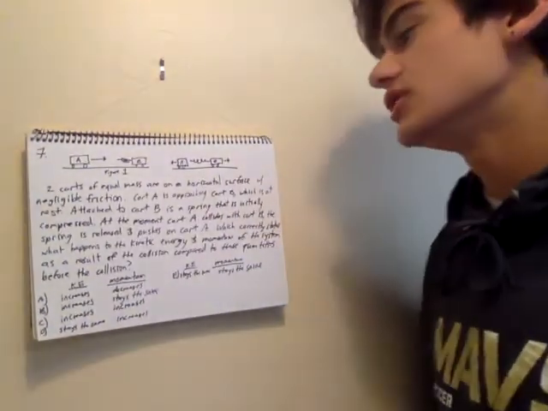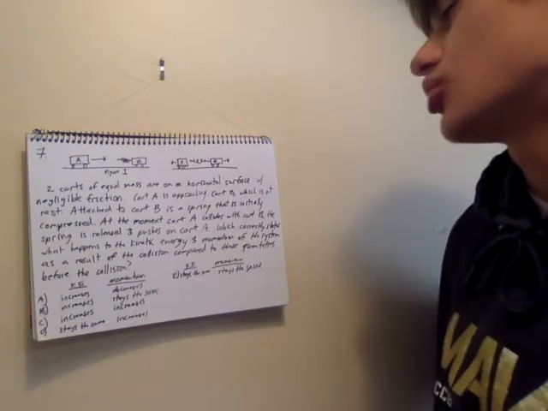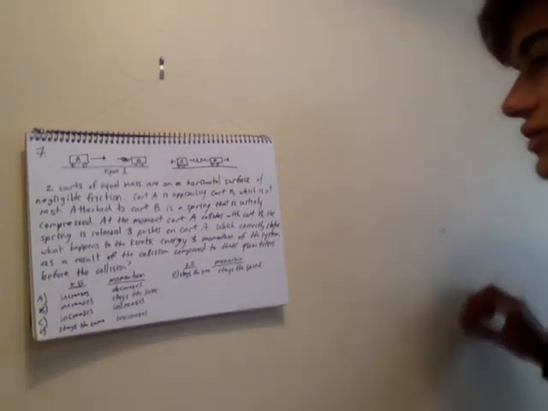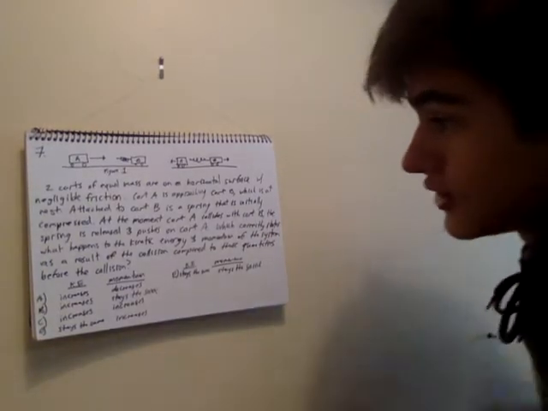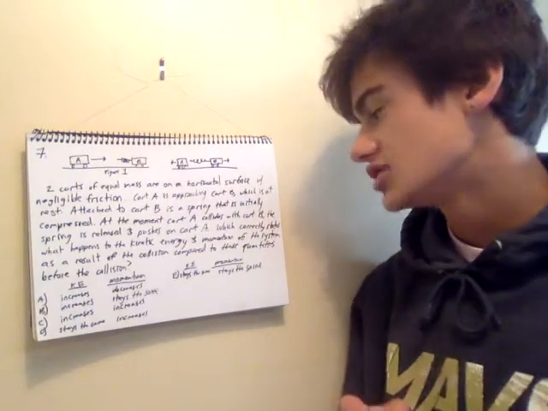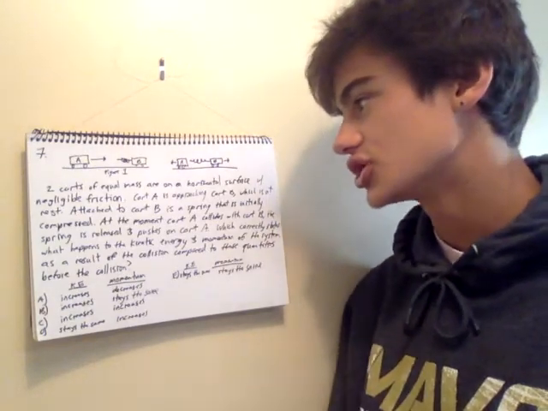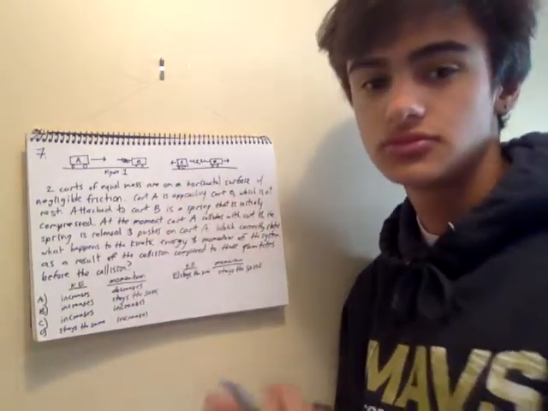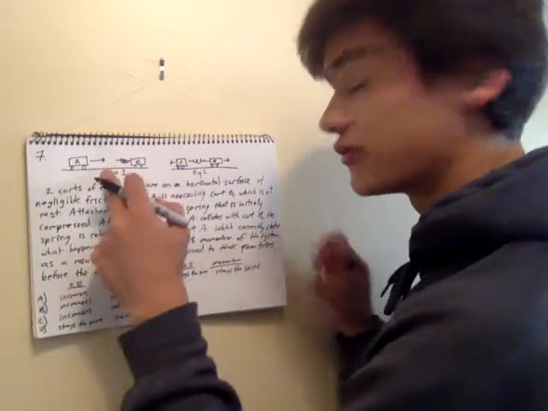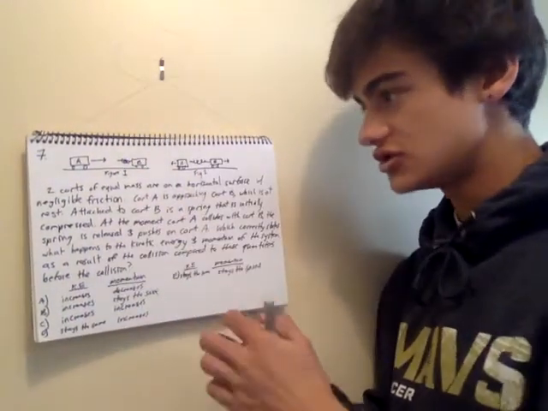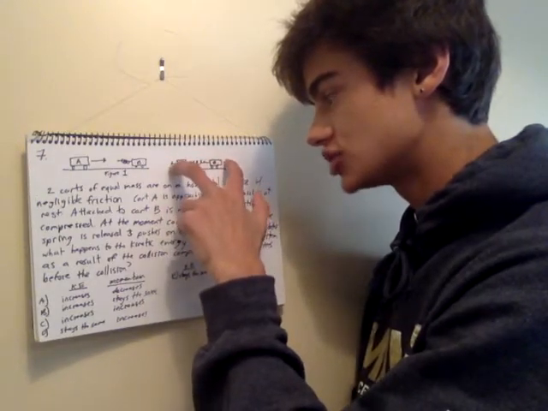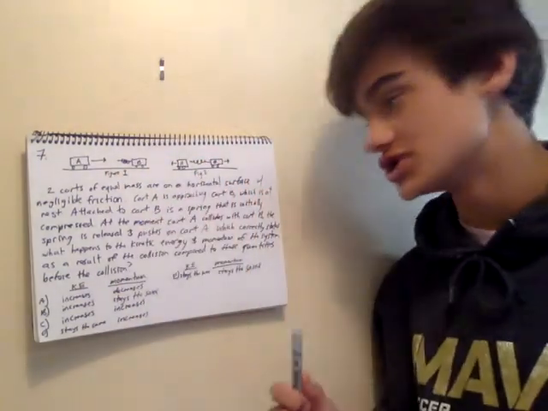Two carts of equal mass are on a horizontal surface with negligible friction. Cart A is approaching cart B, which is at rest. Attached to cart B is a spring that is initially compressed. At the moment cart A collides with cart B, the spring is released and pushes on cart A. So this is before the collision. Figure 2 is after. So A comes, hits cart B, and then they start to move away from each other as the spring is released.